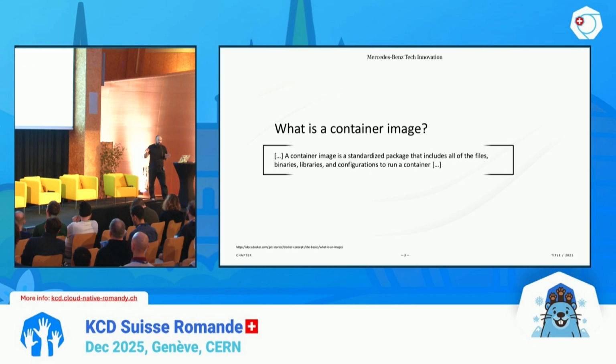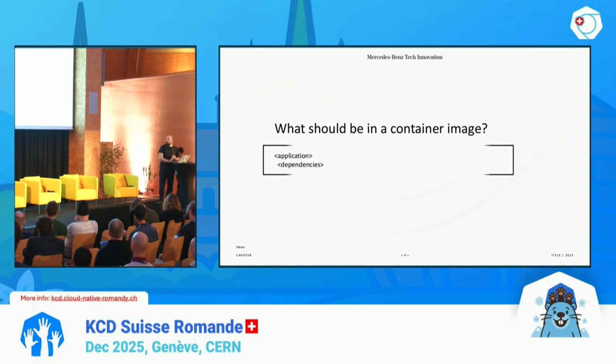So what's a container image? This is from the Docker documentation. To be honest, it sounds super great because a container image only contains all the stuff your application needs: the binaries and the libraries and the configuration. Nothing more, nothing less. So what should be in the container? The application and all the dependencies. That's the theory, and the theory is awesome.